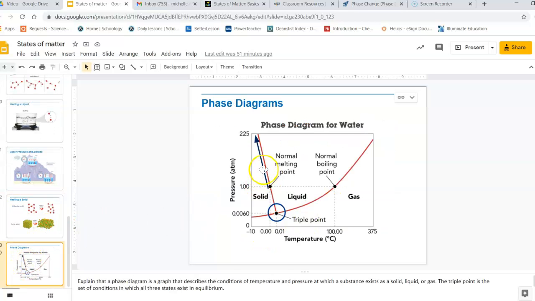All right, and this is my last slide. This is called a phase diagram. Each substance has a phase diagram. It doesn't just say this is the phase diagram for water; each molecule will have its own phase diagram. So this is how you should read it.